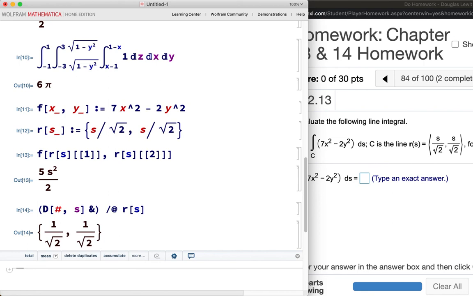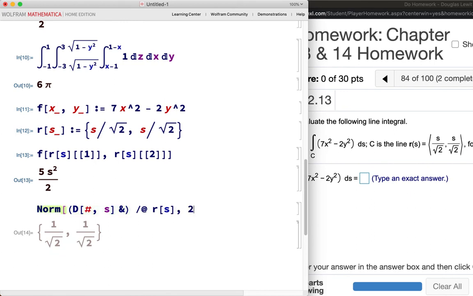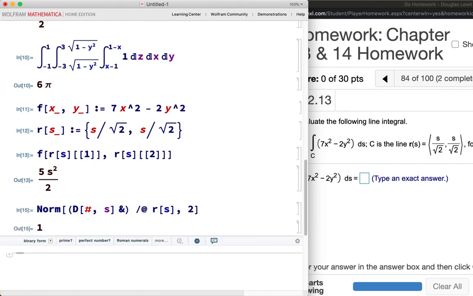Okay, so that's easy. Now I have to find the magnitude. How do you do that? Well, this goes back to chapter 11. Remember when we found the magnitudes of vectors? How did we do that? We used the Norm command, Norm, comma, 2. Well, that's really easy. The norm is simply 1. The magnitude is 1. That's unbelievably easy.